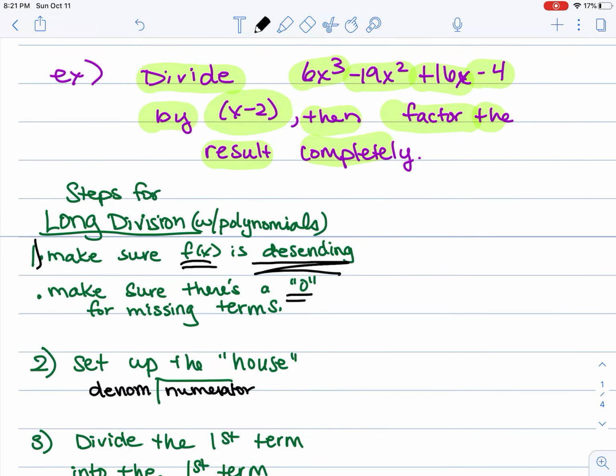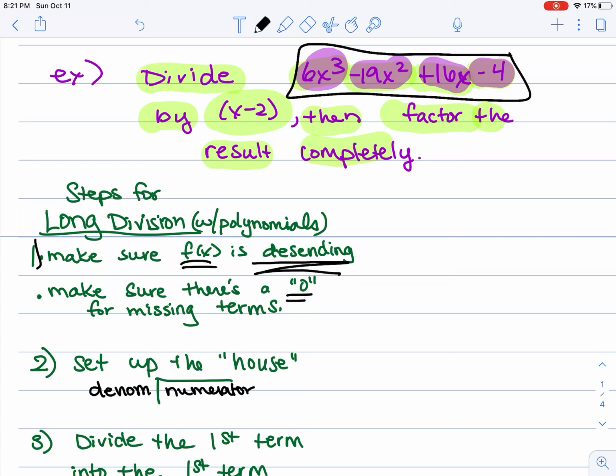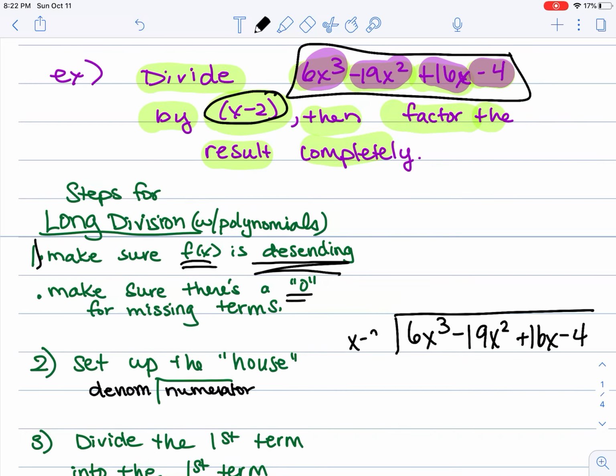So for us, when we're looking at this, number 1, we're making sure it's in descending order, which we see 6x cubed is the biggest term, and then 19x squared is the next, 16x, minus 4. So that is in descending order, so we're going to write it right here. 6x cubed minus 19x squared plus 16x minus 4. And there's no missing terms. And now we're going to set up the house. So we've got our house here, and we're dividing by this x minus 2 factor, okay?